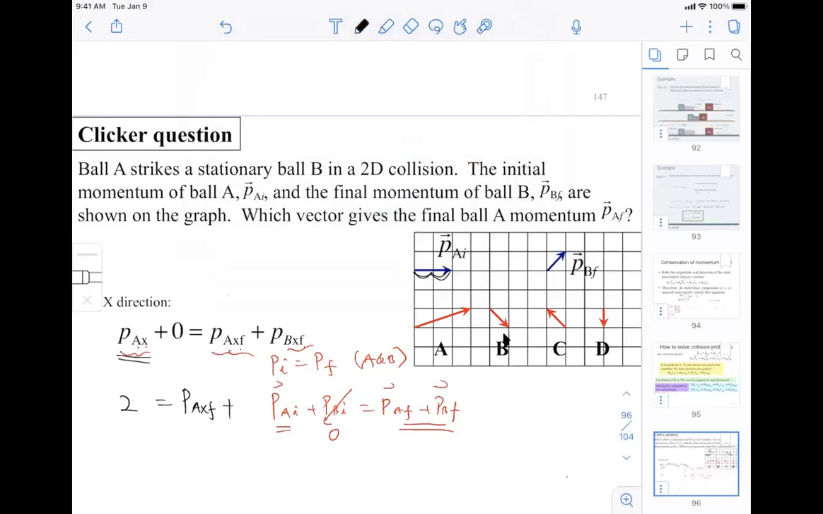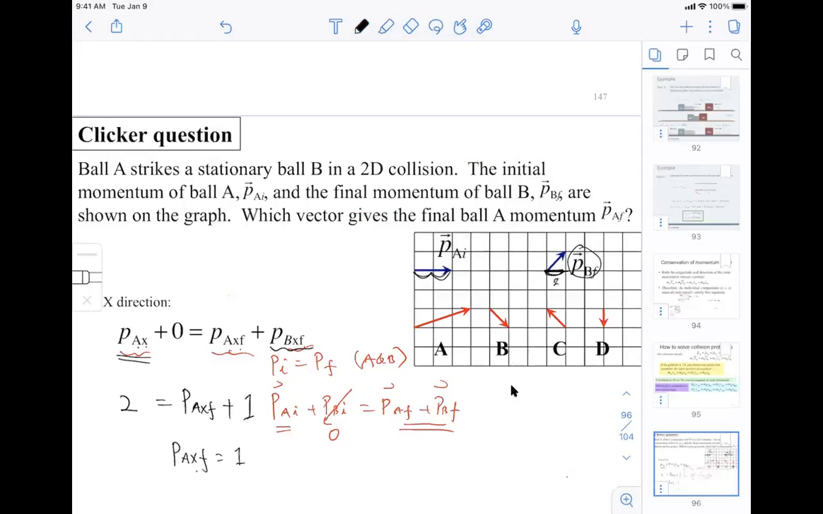the AX final plus the BX final. So how many units for B are in the X direction? You can see that it's convenient to look at it on the grid because you can tell it's 1 unit in the X, right? So this is 1. So that tells you PAX final has to have 1 unit in the X direction.